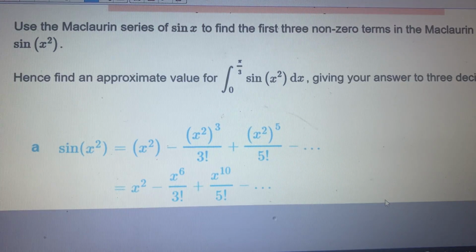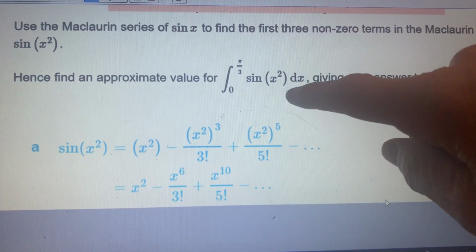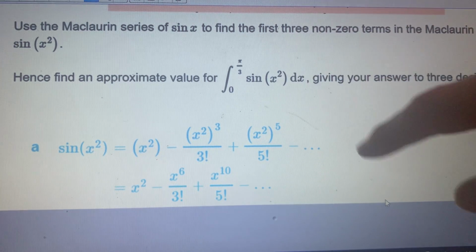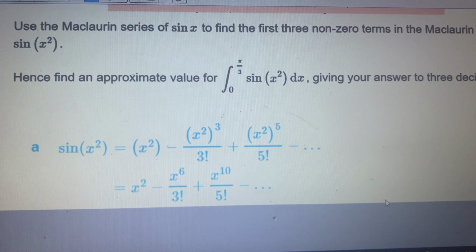Hence, find an approximate value for the integral of sine of x squared between pi by 3 and 0. So now you're starting to see a really good use for Maclaurin's. You cannot integrate this at the moment, right? You might be able to later on, but at the moment you can hardly integrate anything. We've recently done loads of differentiation, so your differentiation skills have gone right up, but your integration skills are still where they were.